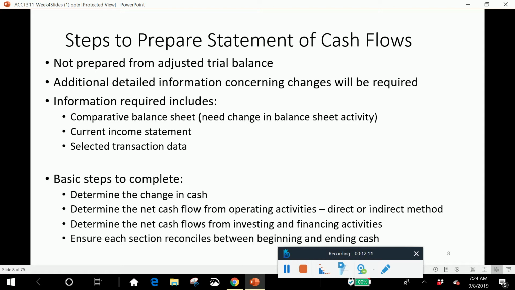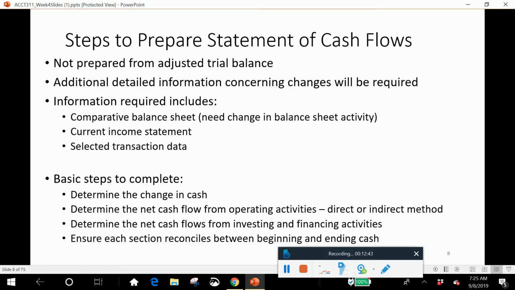And we need a balance sheet that shows 2 years of activity because what we're really focusing on is the change in balance sheet activity since the prior year. We will need a current year income statement, and we will also need selected transaction data. And that selected transaction data is really going to help us to determine whether some of the changes in the balance sheet activity were because of cash transactions or non-cash transactions.